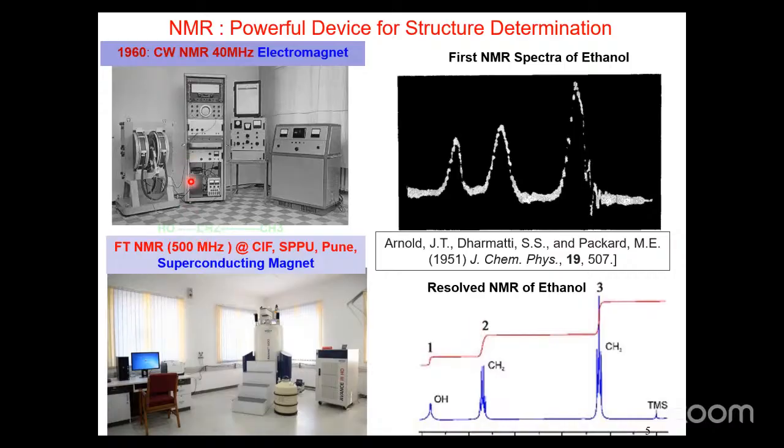So coming to the very old instrument, the picture I have shown is from 1960, where we installed the 40 megahertz instrument. Now here you can see we have the electromagnet installed over here. So in that NMR we have the electromagnet, and the method we use is continuous wave. And the NMR from this instrument will look like this.